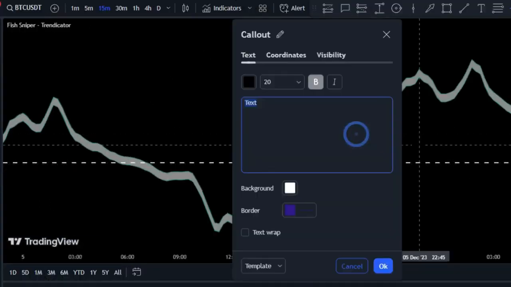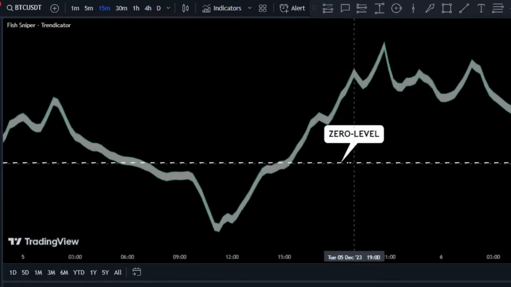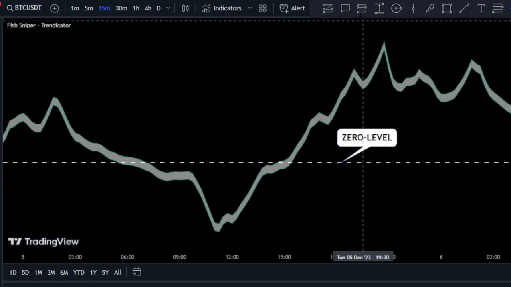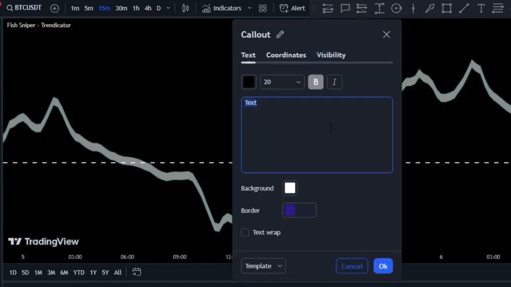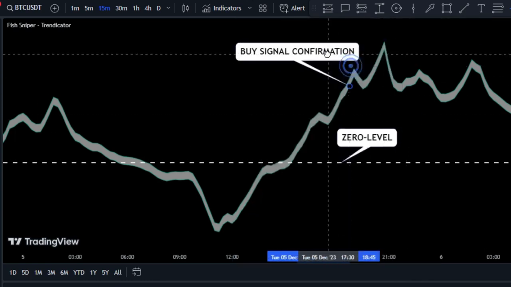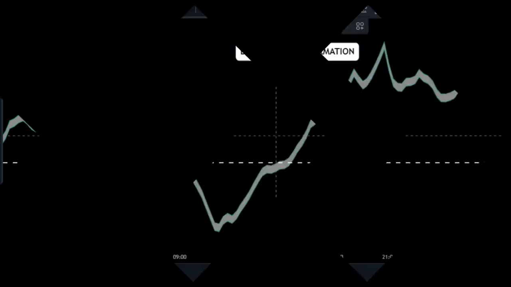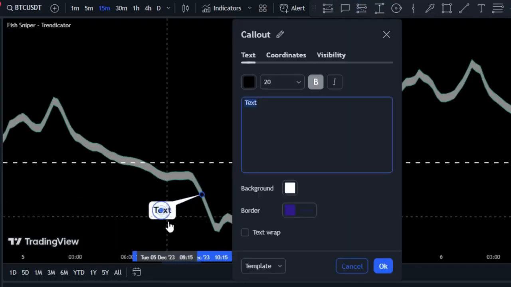This particular oscillator, with swings above and below the zero line, serves as a tool to either validate or refute the signal generated by our strategy. If the band of the indicator is situated above the zero level, it's an affirmation of a buy signal. On the other hand, if it's positioned below the zero level, it validates a sell signal.